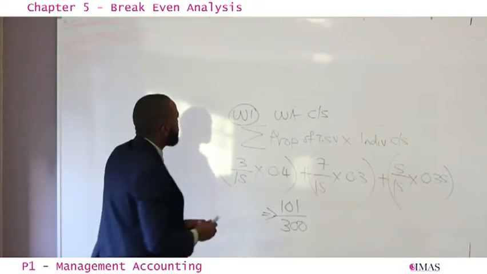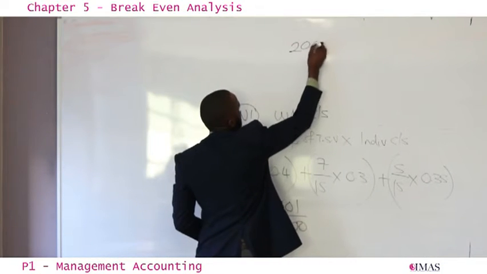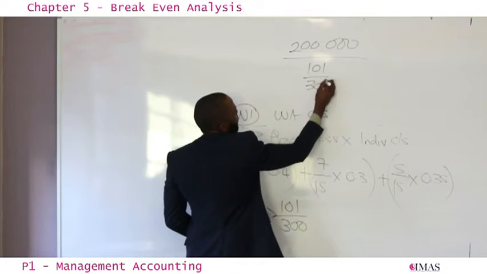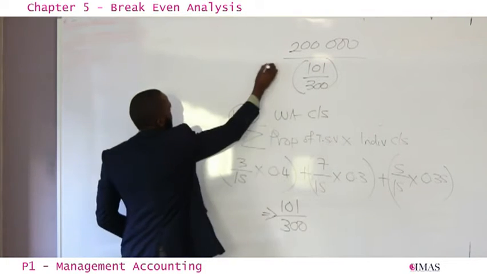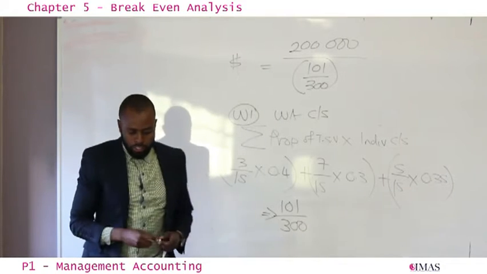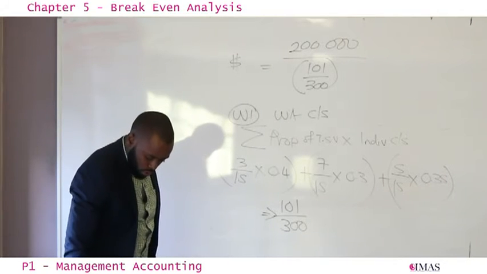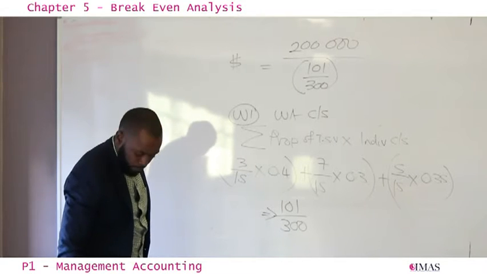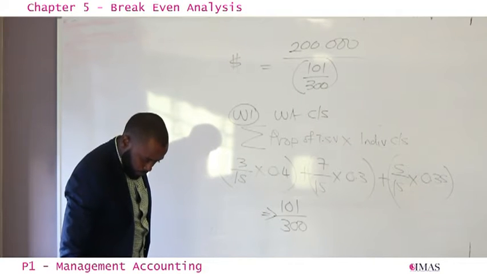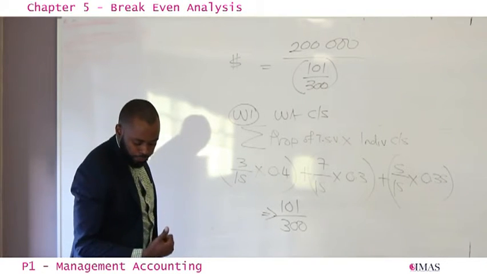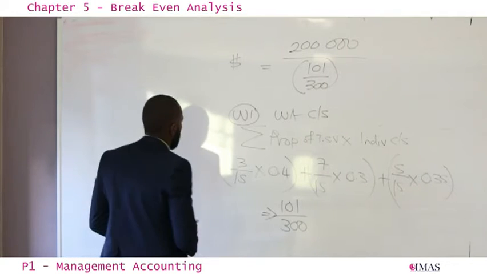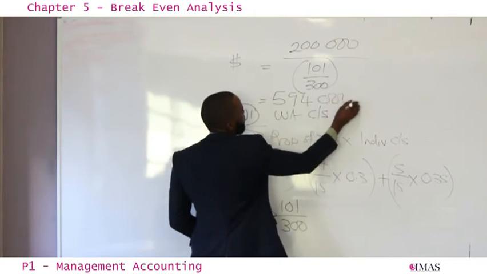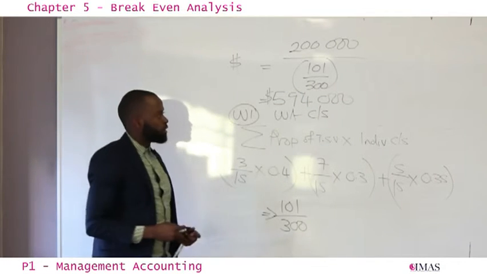We look at what our fixed costs are. Our fixed costs are 200,000. So we take our 200,000 divided by 101/300. That's the break-even point in dollars. So we take 200,000 divided by 101/300. So we get 594,059. So it says to the nearest 1,000. So to the nearest 1,000, our answer will be $594,000.